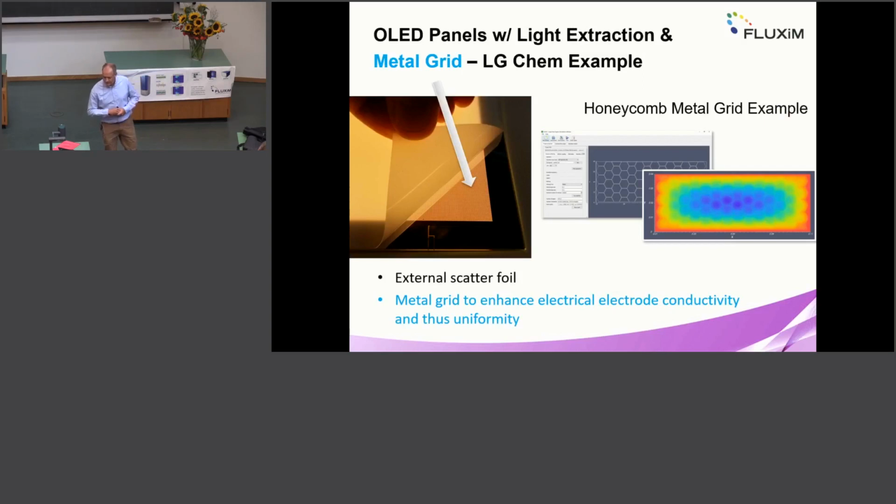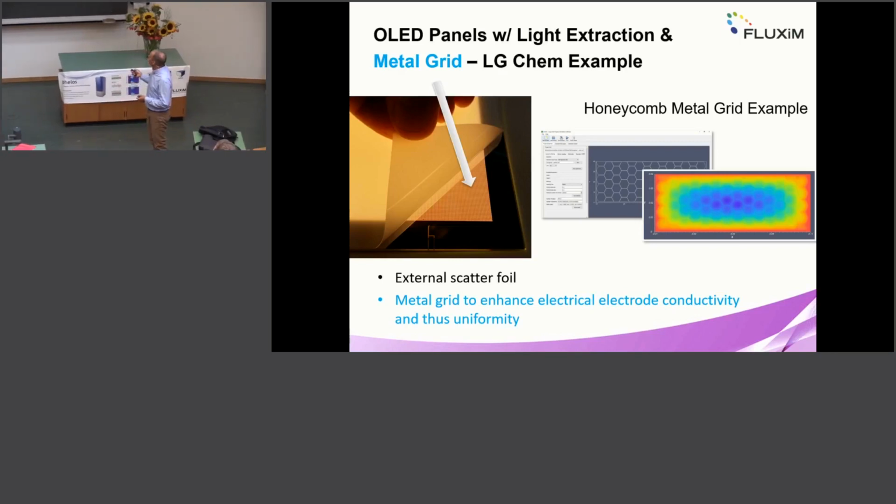Now, this is all relevant in real OLEDs, as you may have looked at in OLED lighting panels from LG Chem, LG Display in Korea. They fabricate OLED lighting panels and they indeed apply a metal grid, as you can see here, and they add a light scatter foil to the metal grid. It helps to get a uniform potential, and the scatter foil increases the light out-coupling.